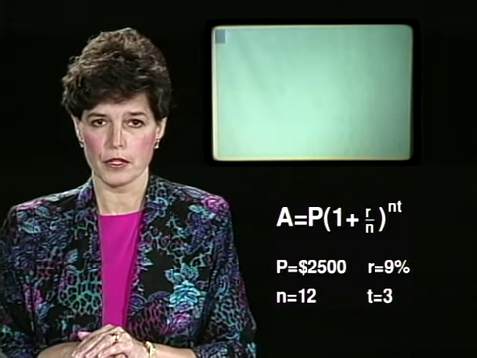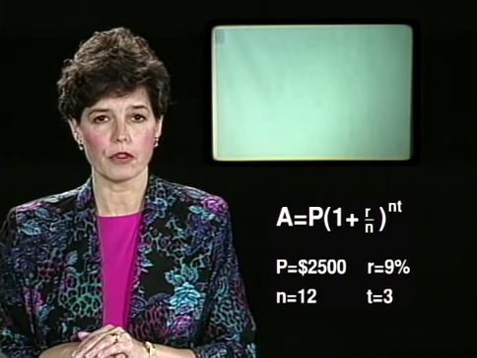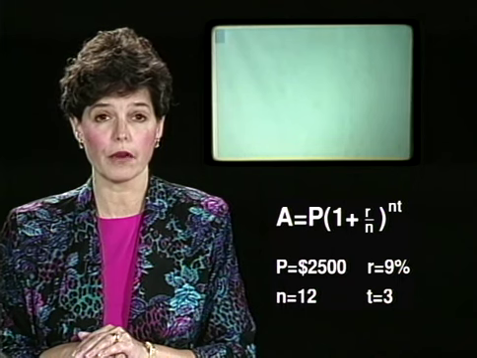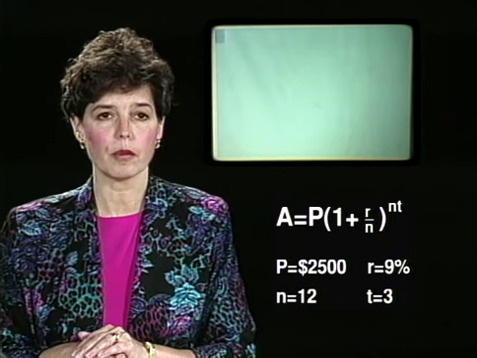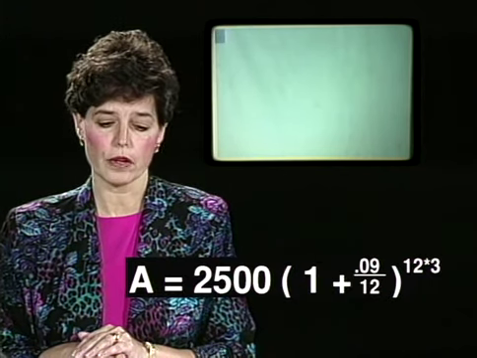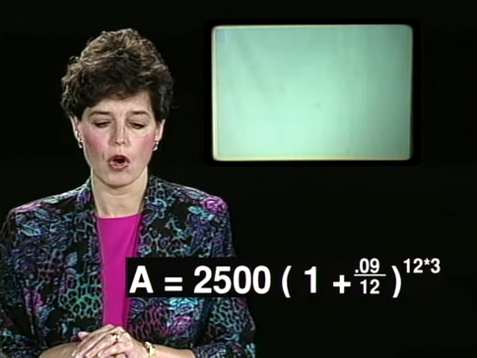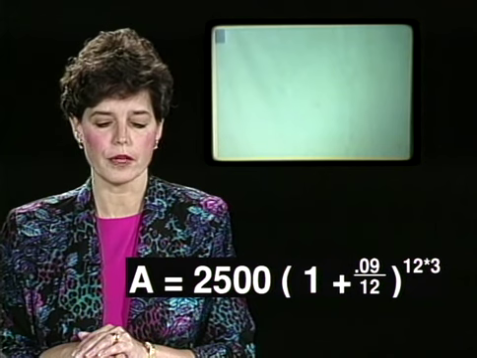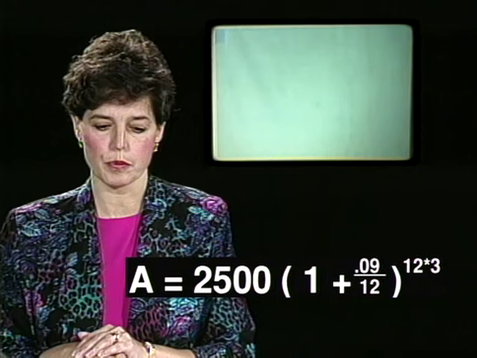This means that there are 12 compoundings in the year, and t is going to be 3, which means that we are going to be compounding this for 3 years. Now when I insert these particular numbers into this formula, I have A equals 2,500 times 1 plus 0.09 over 12, all to the 12 times 3. We're going to ask our calculator to find the answer to this problem.